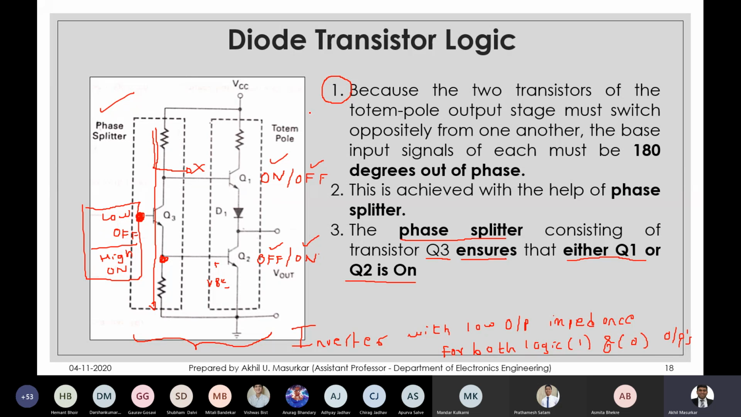Please copy this, whatever is there on the slide, and especially what I have written below in red. Any doubts in this? Unmute and ask.